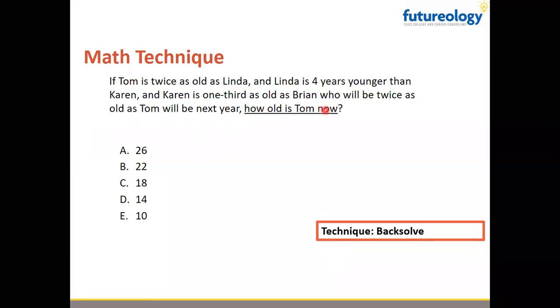It feels algebraic, but they're asking me, and they didn't underline this, I underlined it, how old is Tom now? When they ask for something very specific like this, like how old is Tom, all the answers represent Tom's age, but only one of them is going to be the answer. Only one answer is actually Tom's age. That's a method we can use in back solving.